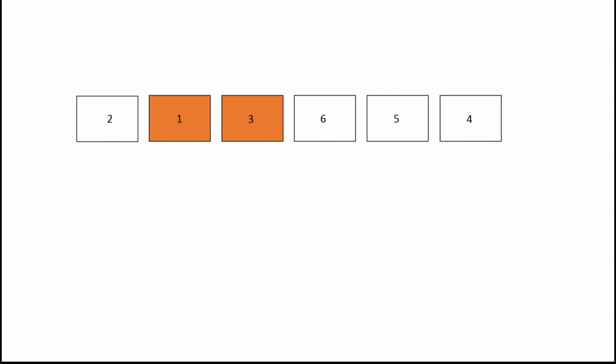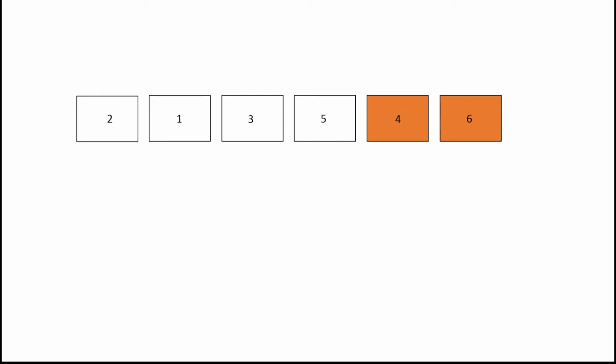Then we're going to look at the next 2 numbers. 3 and 6. Now 3 is less than 6, so we are not going to swap them, and instead we are going to leave those 2 numbers and move on to the next 2 numbers. Now we have 6 and 5. Since 6 is greater than 5, we are going to swap the 2 numbers, and then move on to the next 2. Since 6 is greater than 4, we are going to swap these 2 numbers as well.